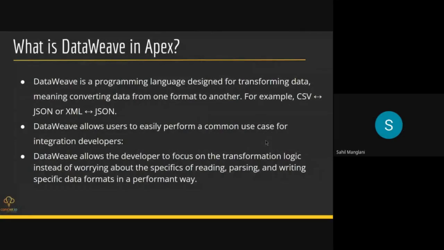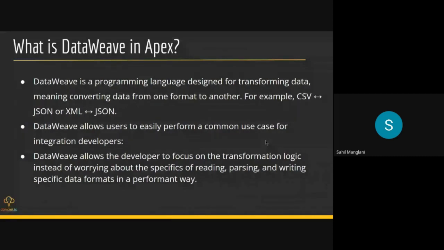So what is DataWeave? DataWeave is a kind of programming language which is designed for transforming data. It means converting from one format to another, like from CSV to JSON, XML to JSON, or flat XML files to JSON, and so on.